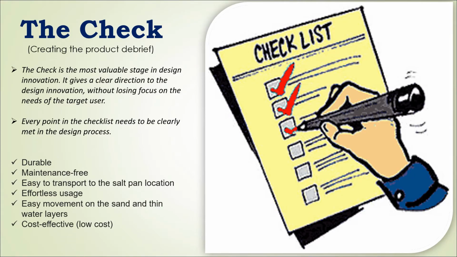The fourth concern is the check. It is about creating the product checklist. The check is the most valuable step in design innovation. It gives a clear direction to the design innovation without losing focus on the needs of the target user. Every point in the checklist needs to be clearly met in the design process.